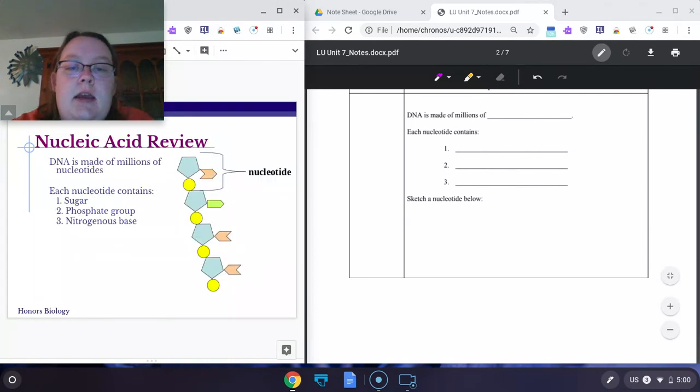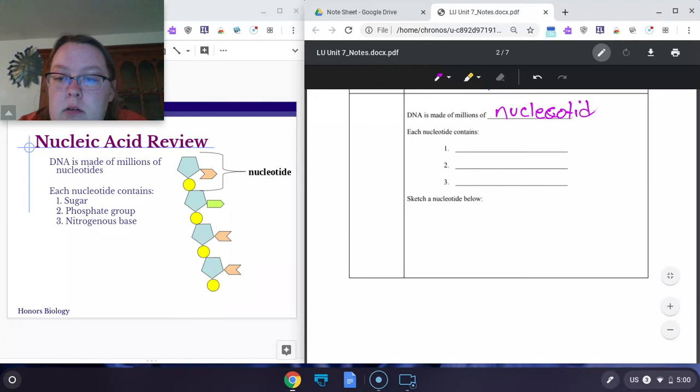So inside of DNA, DNA is made up of millions of nucleotides. You can remember this from way back when we did biochemistry. I feel like I spelled that wrong. There we go. And nucleotides contain 3 parts. They have a sugar, a 5-carbon sugar. They have a phosphate group and a nitrogen base.